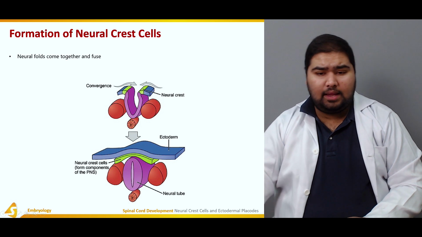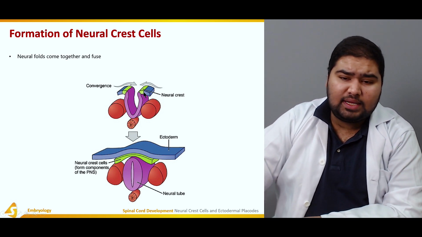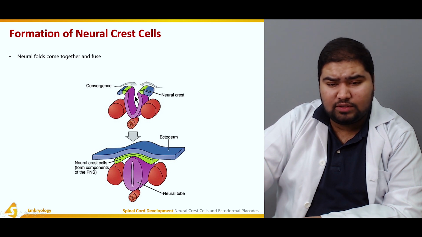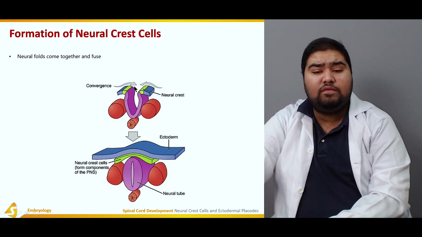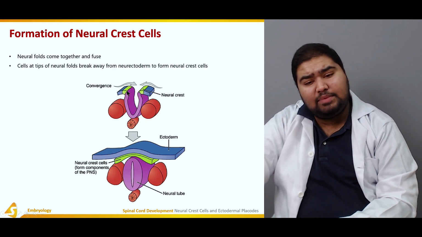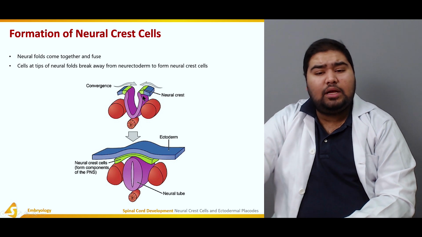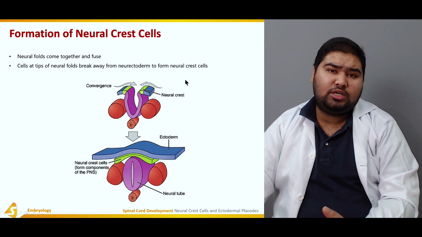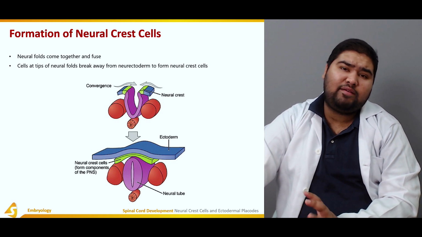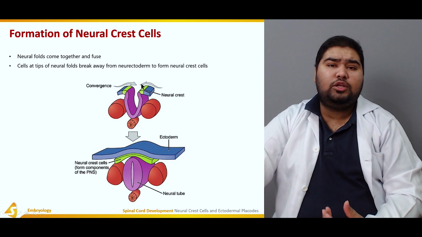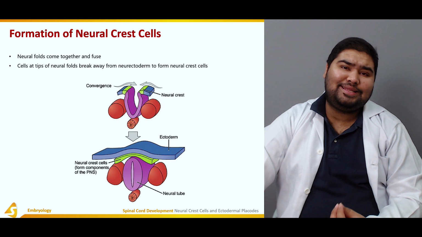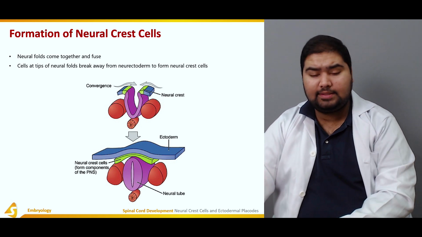So let's see the neural folds. They come together and fuse. These are coming together and they're converging upon each other to fuse with each other. Now cells at the tip, these light green cells, break away from the neuroectoderm to form the neural crest cells. So these cells actually break away before the fusion of the neural folds to form the neural tube. And these cells are known as the neural crest cells.